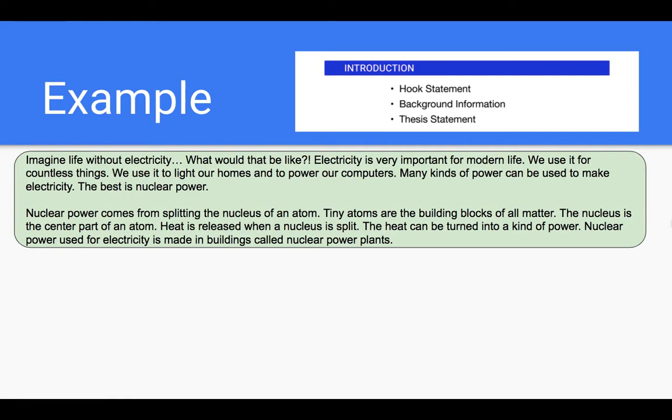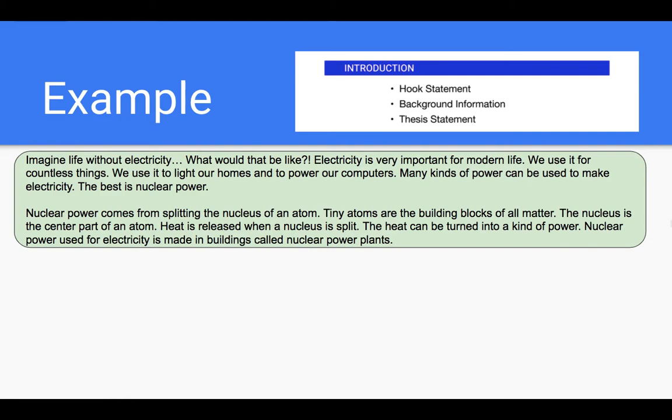All right, let's see if we can figure out what this person's opinion is, what their thesis statement is. All right, imagine life without electricity. What would that be like? Electricity is very important for modern life. We use it for countless things. We use it to light our homes, power our computers. Many kinds of power can be used to make electricity. The best is nuclear power.